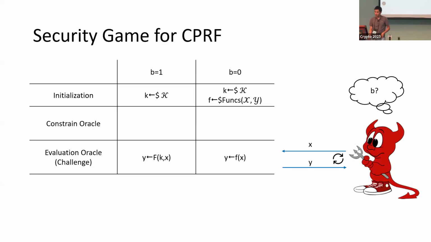Okay, let's see a security game for the constrained PRF, where it has an initialization phase, a constraint oracle, and an eval oracle. The initialization and the eval oracle are similar to those of a normal game, while the constraint oracle will always output the correct constrained key given a set C that is chosen by the attacker.